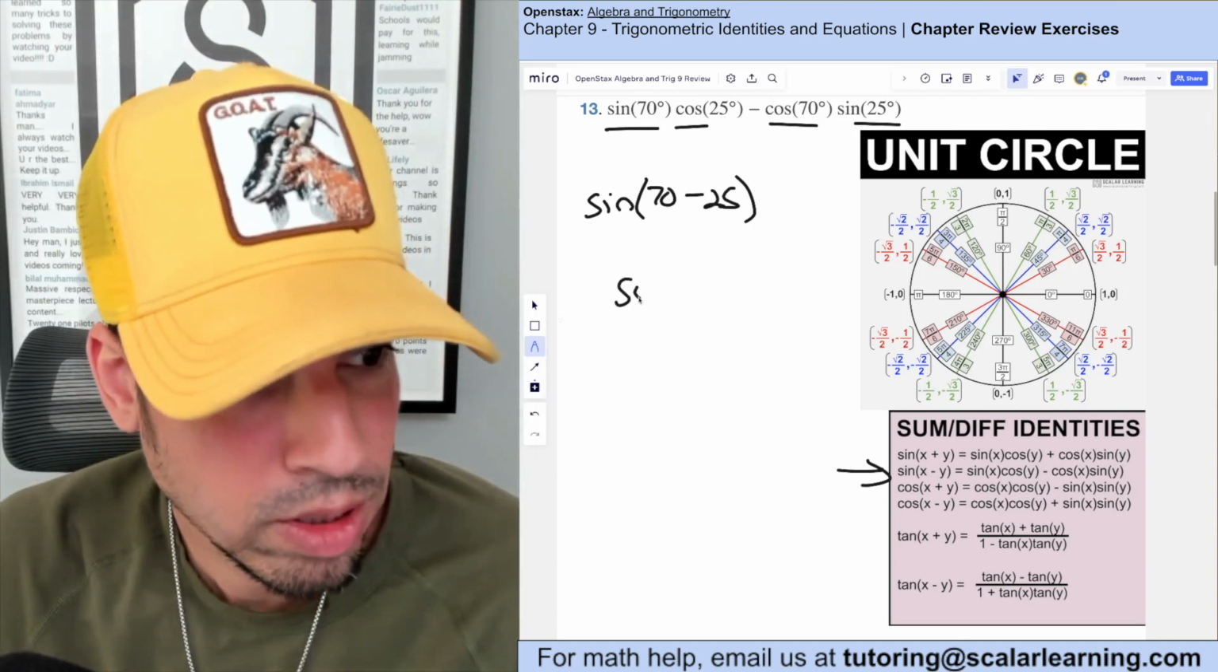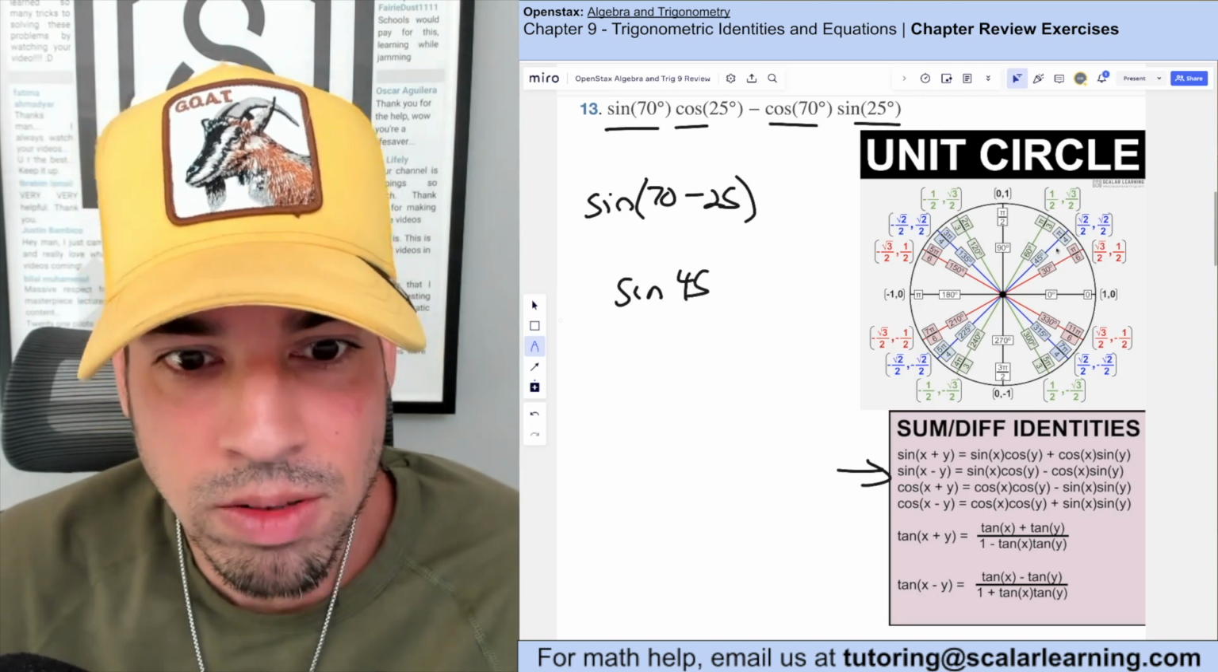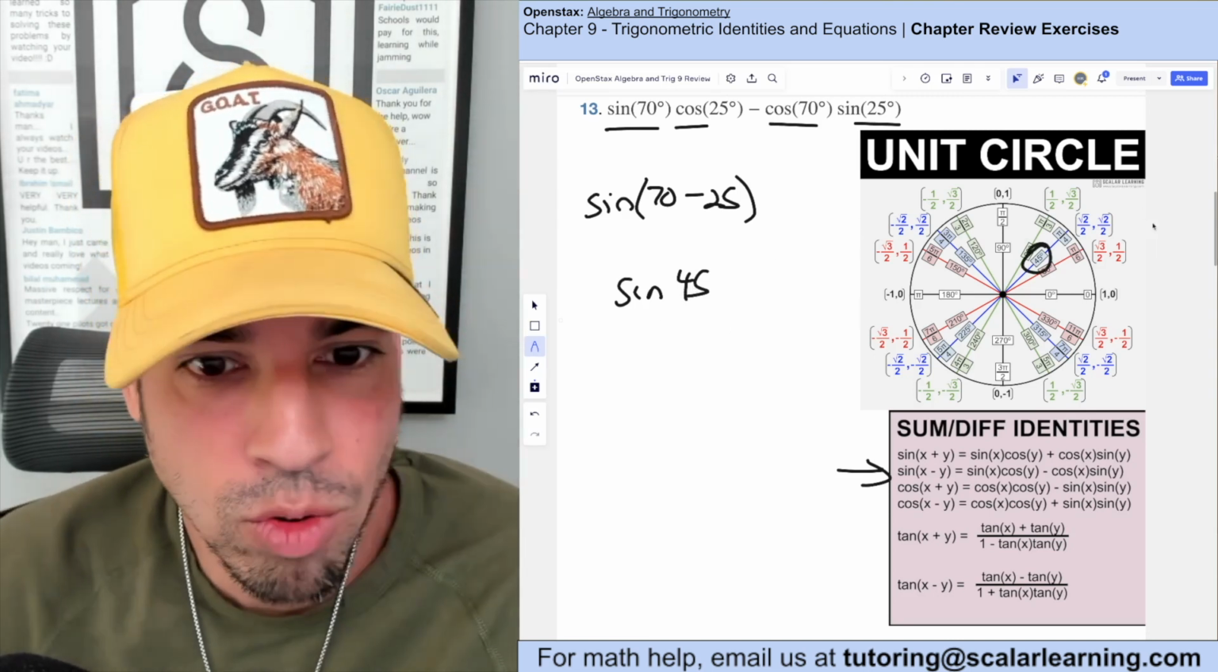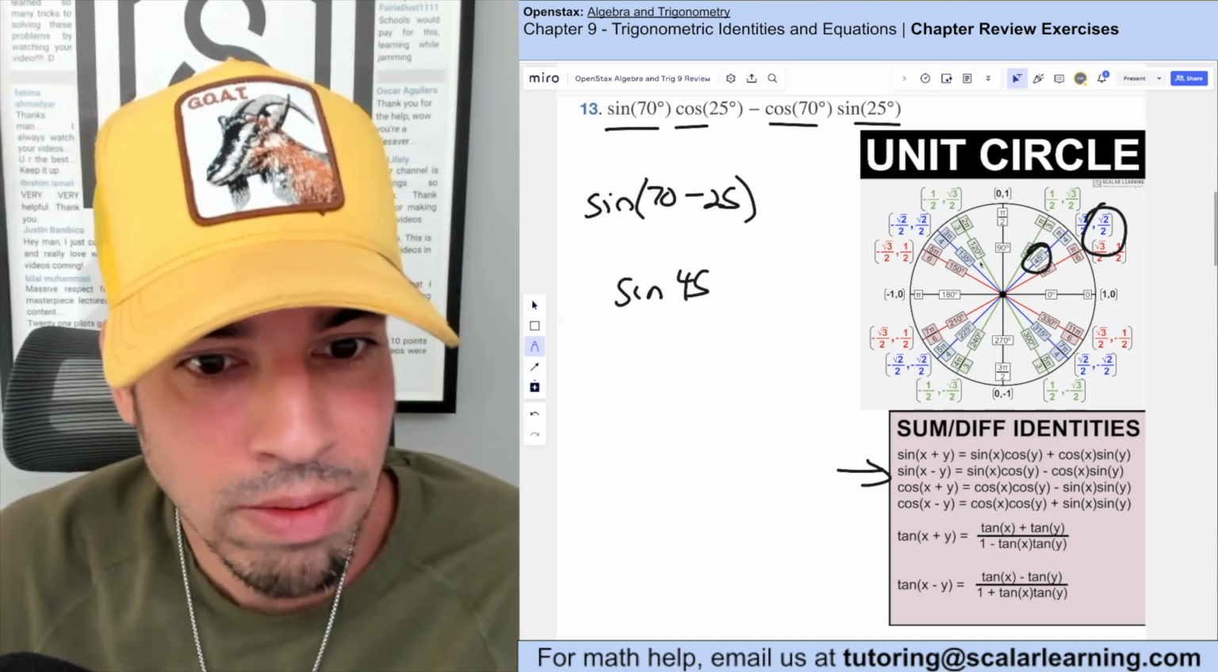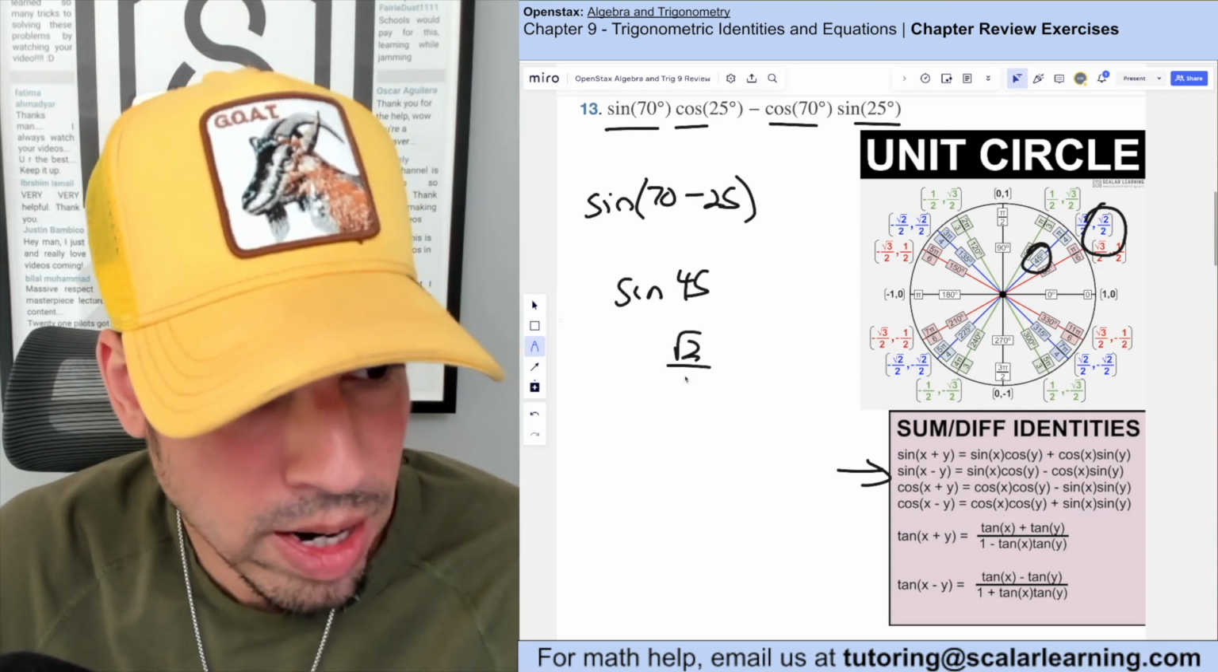So what is this? This is really sine of 45. 45 is on the unit circle right here. So sine corresponds to the y values. So that's the y value at 45. So the answer is rad 2 over 2.